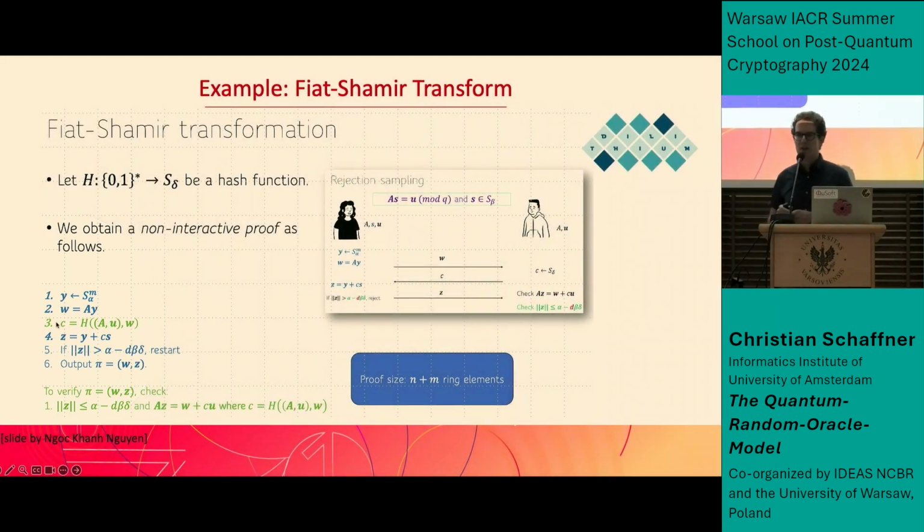So this is a way to transform an interactive protocol into a non-interactive protocol by picking the message back yourself, just hashing the first message. This is what we call the Fiat-Shamir transform. It inherently involves a hash function.